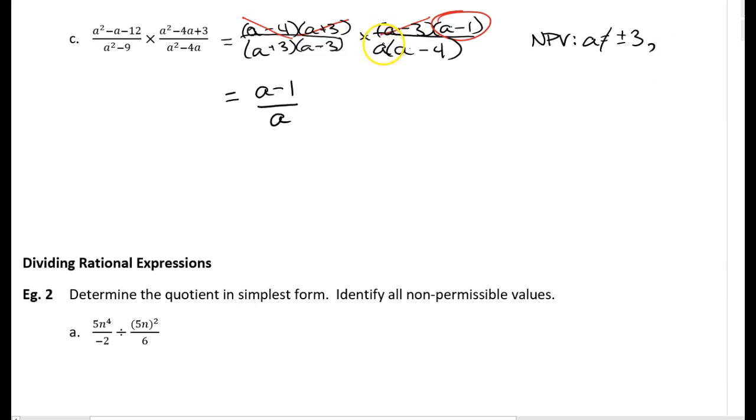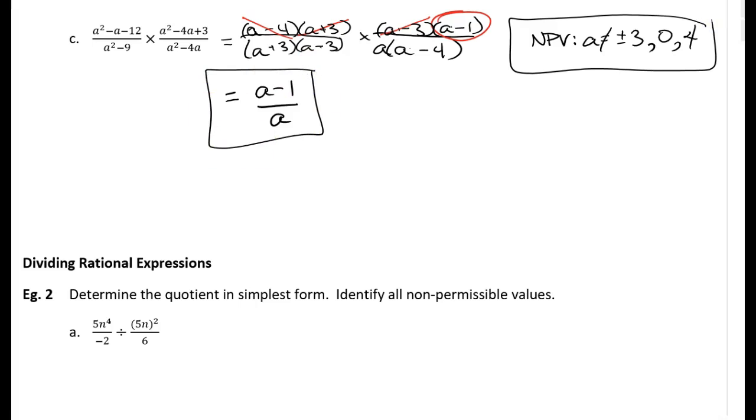A can't be 0 itself if I plug it in that denominator, and it can't be positive 4 because that creates 0 within this bracket here. So I've got a lot of non-permissible values in this particular scenario.